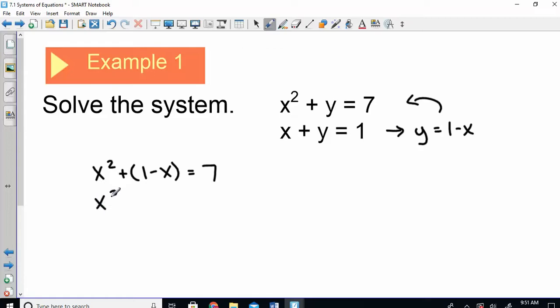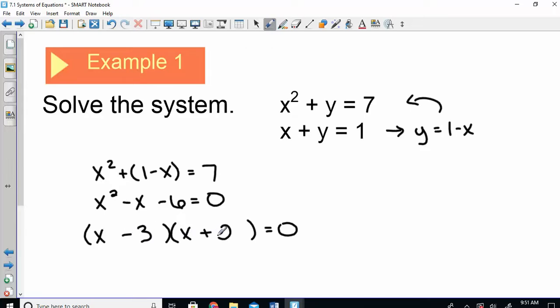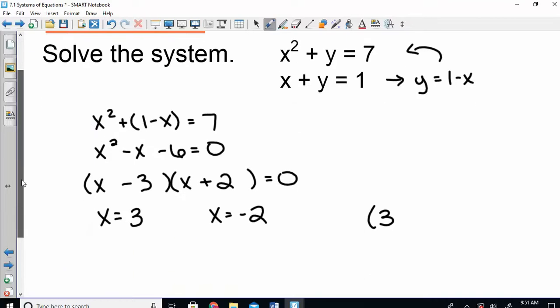This is a quadratic. We always set our quadratics equal to 0. So if I subtract over my 7, 1 minus 7 is negative 6. What multiplies to negative 6 and adds to negative 1? So if we set those equal to 0, we get x equals positive 3 and negative 2.